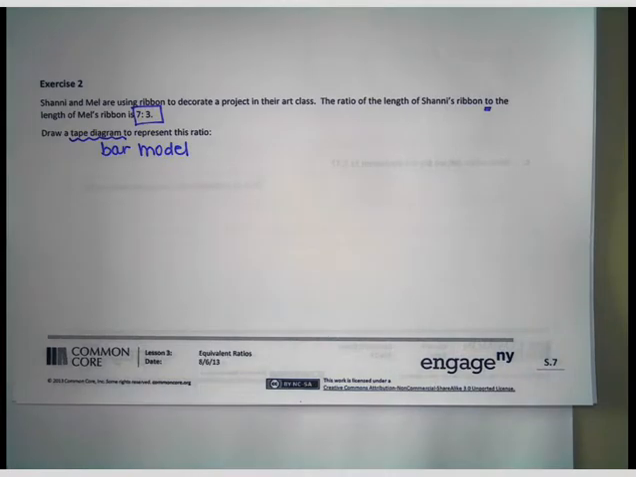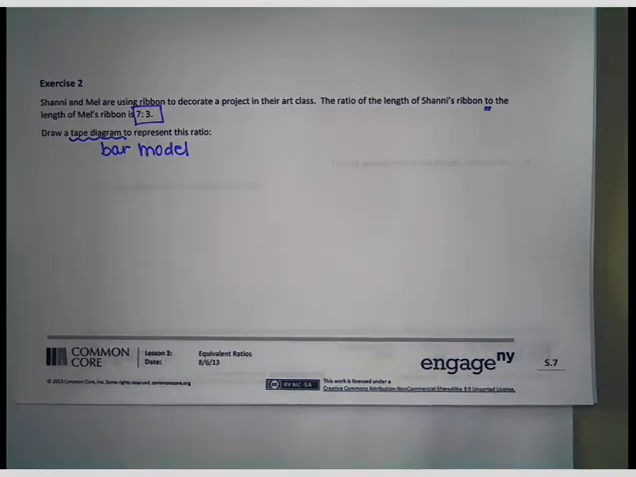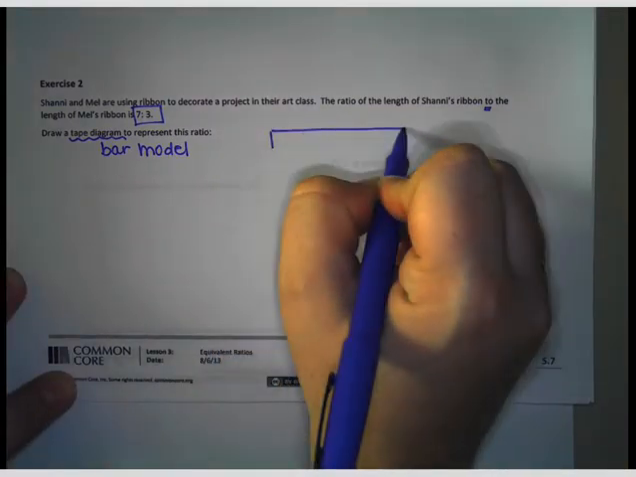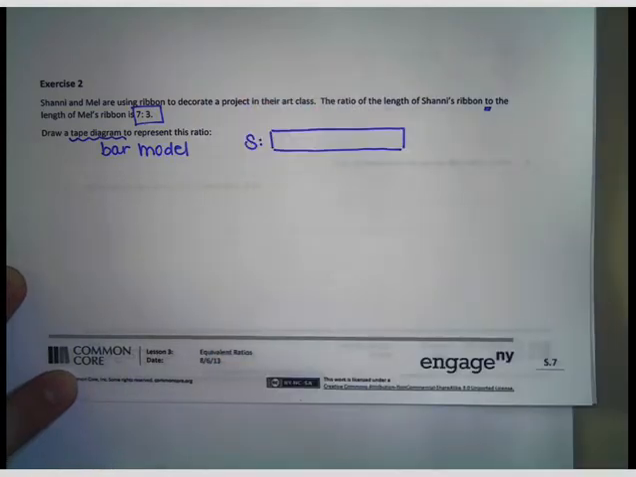Let me show you a tape diagram. Tape diagrams, you have to kind of think of a piece of tape coming off of a roll, okay? And it would show the ratio. Let's see how close I can do this. This is going to be Shani's. I'm going to do it with an S.